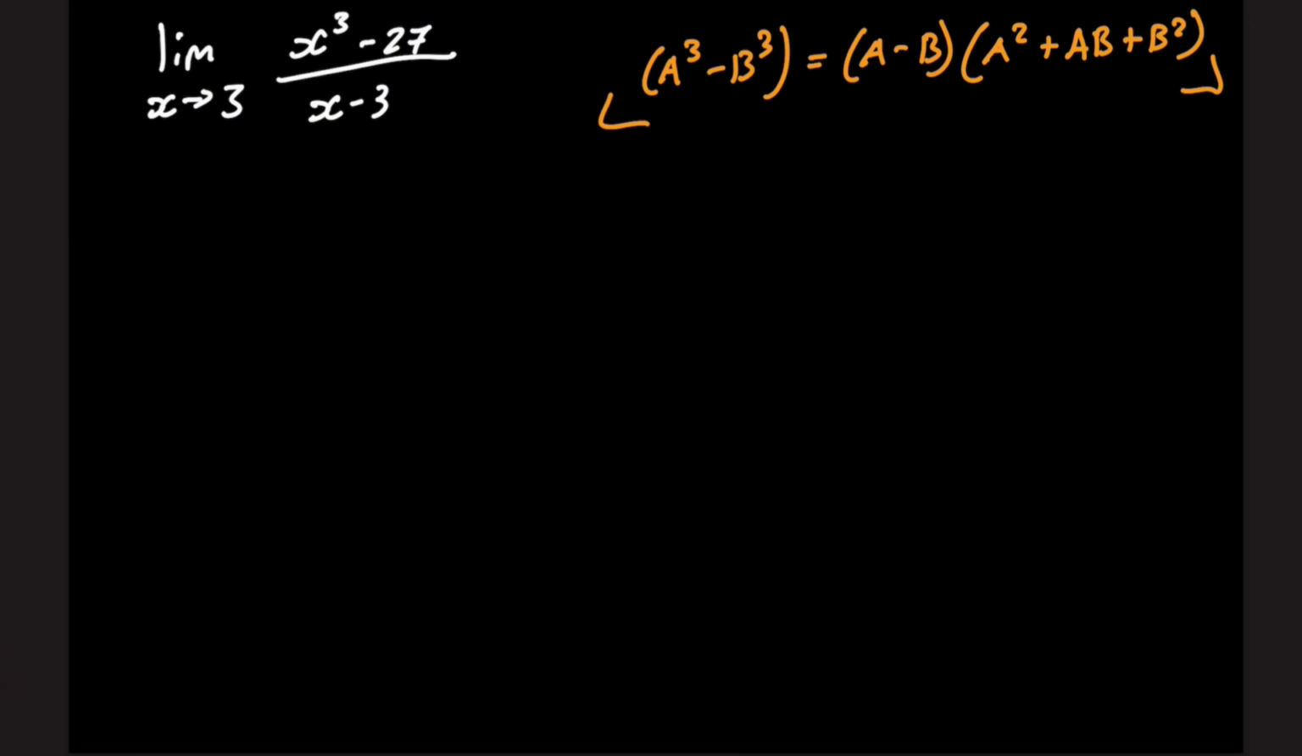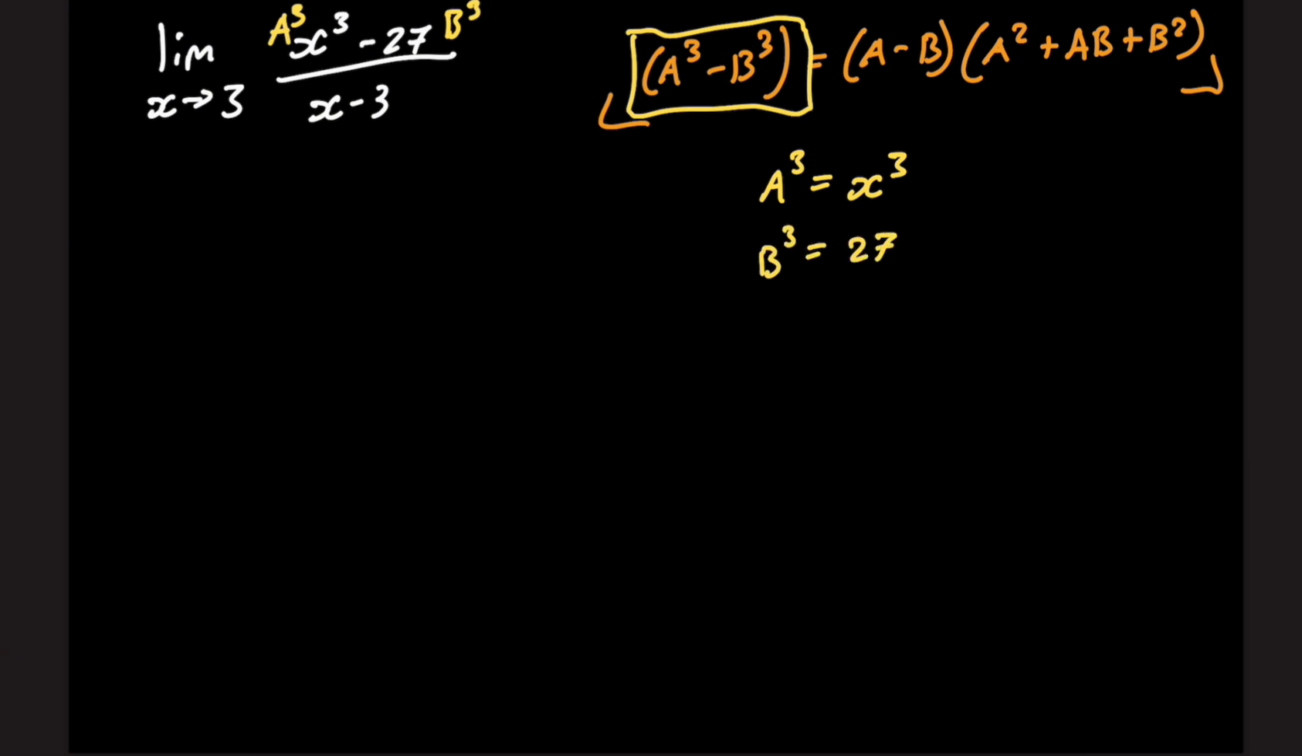So let's assume this part of the term as our numerator. We can see that x cubed is a cube. We can see that b cubed is 27. So let's write that. A cubed is equal to x cubed and b cubed is equal to 27. Now if we want to get a and b, we can do simple algebra and get a equals x and b equals 3, because 3 cubed is 27.